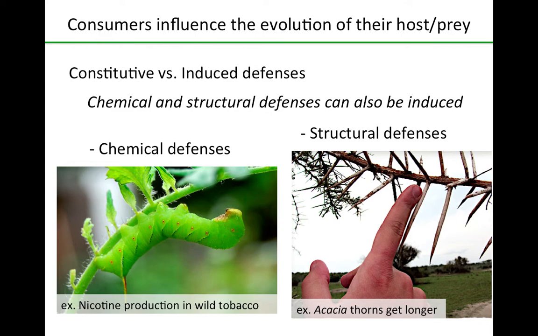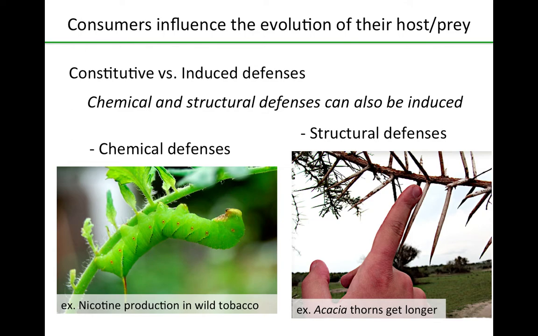And so an example of a chemical defense that works this way would be nicotine production in wild tobacco. So nicotine is actually a defensive chemical produced in plants that has a negative impact on the herbivores trying to eat it. So there's some nicotine always present in wild tobacco, but when an herbivore attacks the plant, it will ramp up. It'll increase its production of nicotine to try to deter the herbivore that's trying to eat it and also prevent attack by future herbivores.